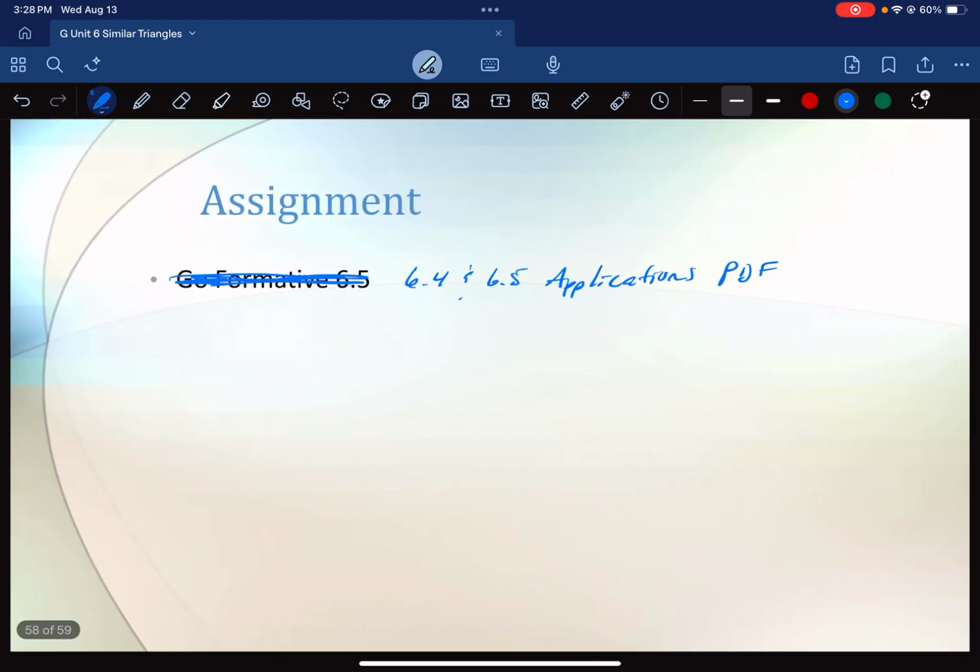All right, the assignment here, it said go forward to 6.5. That just didn't get changed. So the assignment is a PDF that I attached. It's a 6.4 and 6.5 applications PDF. That's what your homework is now.